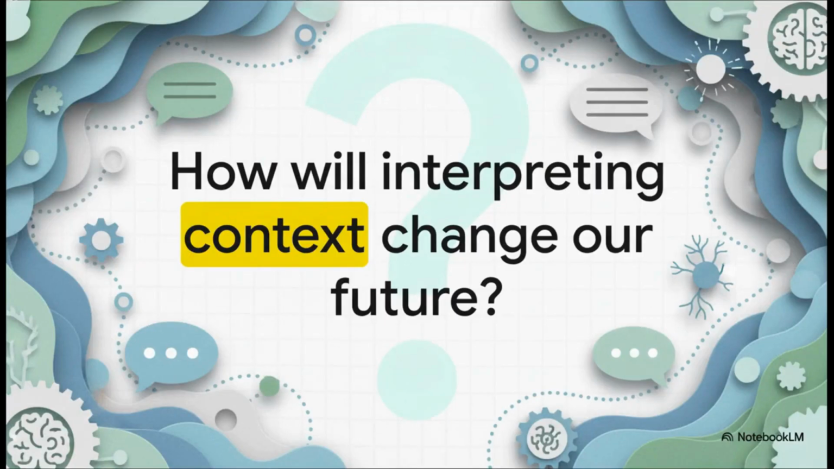Which leaves us with this final thought. BERT shifted machines from merely counting our words to mapping the intricate webs of relationships between them. It taught computers that context is everything. So if machines can now map these relationships as well as we do, how will that change the way they interpret everything we write in the future?